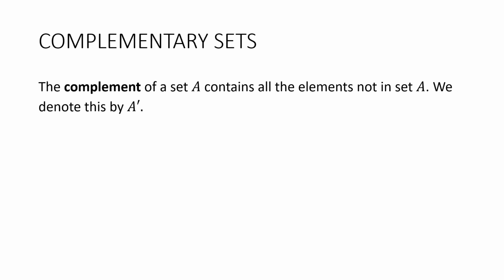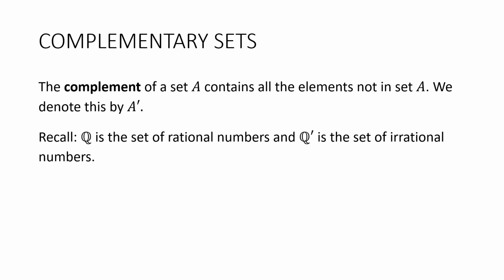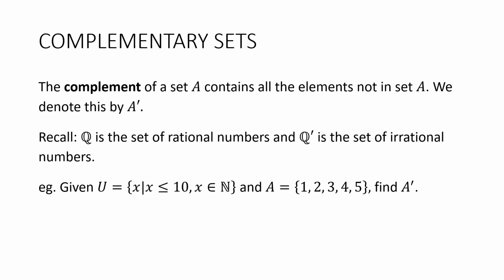The complement of a set A contains all the elements not in set A, and we denote this by A prime. Now recall that Q is the set of rational numbers and Q prime is the set of irrational numbers, and these are complementary sets because there are no common elements. So here's an example. Given our universal set is defined as the numbers less than or equal to 10, where x is a natural number, and here's our set A, let's find the complement of A. So what's in this set that's not here? Well, 0, and then 6, 7, 8, 9, 10. So A prime contains these elements.